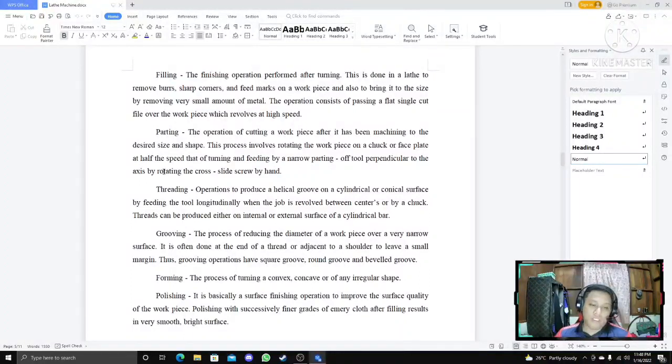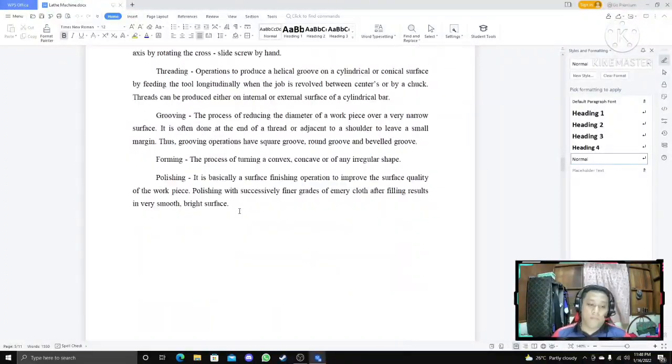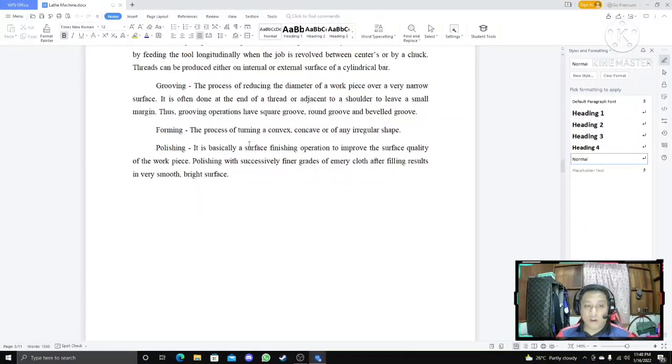Threading. Threading is the operation to produce a helical groove on a cylindrical or conical surface by feeding the tool longitudinally when the job is revolved between centers or by a chuck. Threads can be produced on either the internal or external surface of the cylindrical bar. Grooving. What is grooving? Grooving is the process of reducing the diameter of a workpiece over a very narrow surface. It is often done at the end of the thread or adjacent to a shoulder to leave a small margin. Grooving operations include square groove, round groove, and bevel groove.